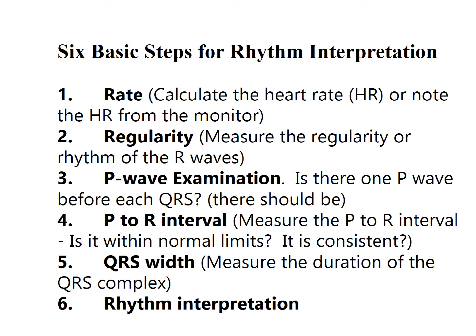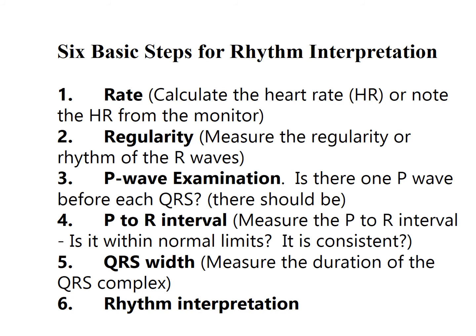Okay, then you have your PR interval. Your PR interval should measure between 0.12 and 0.20. And then, are all the PR intervals the same or do they change? Okay, and then your QRS width. Remember that should be equal to or less than 0.12 seconds. And do the QRSs occur regularly? Okay, and from that, you will be able to interpret your rhythm.